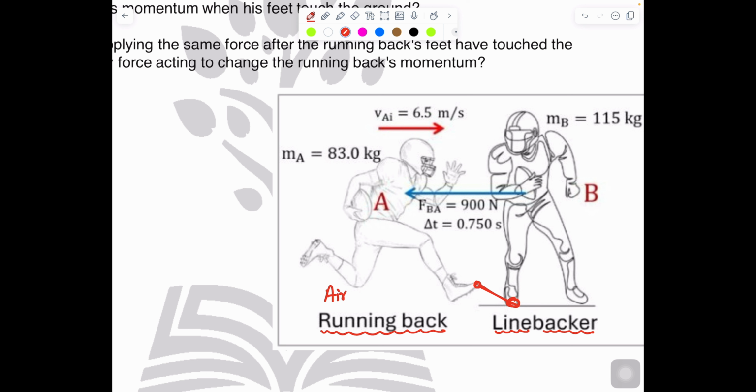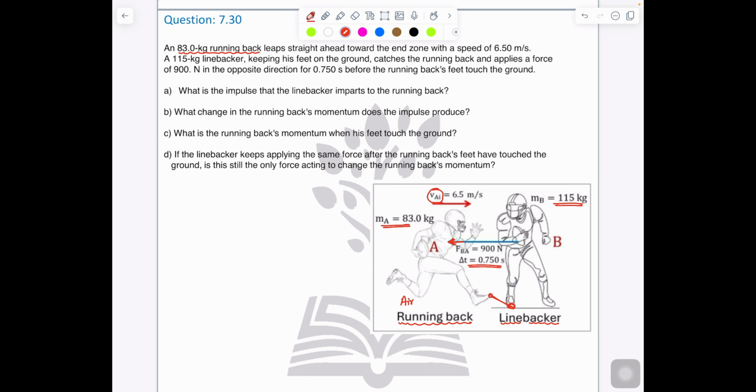So lots of things are given here. Velocity is given. The mass is given, mass of A and mass of B. Force is in the opposite direction. Can you see this? And time is given. Maximum of the things are given. We need to understand the question and solve it.